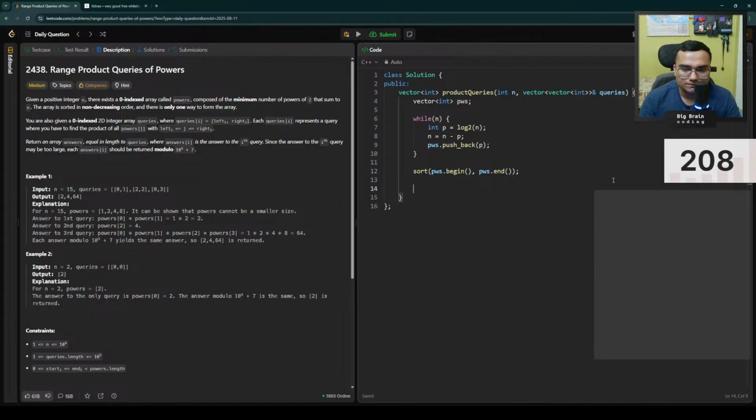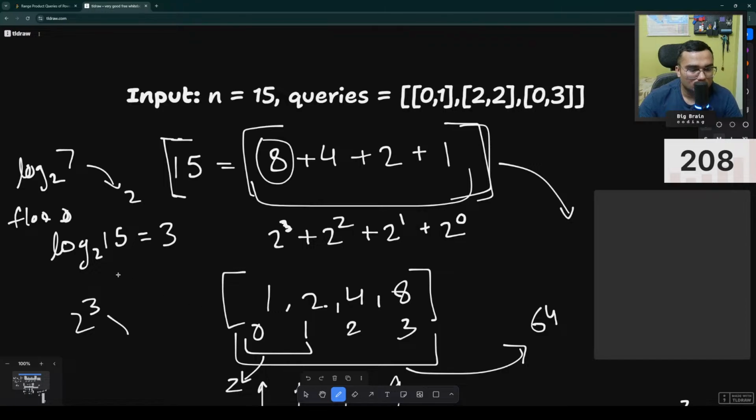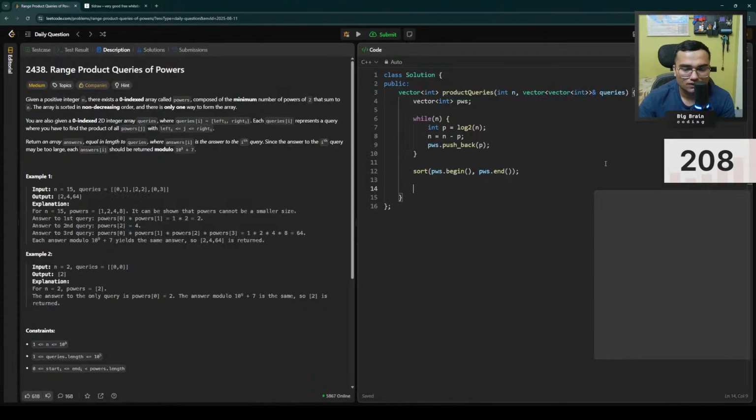After sorting, then these are just powers, right? Or no? Log base 2 of 15 will give me 3. Correct. Sort now. Okay.